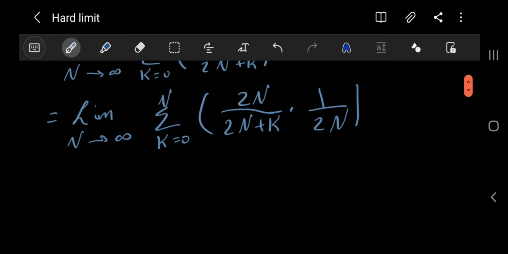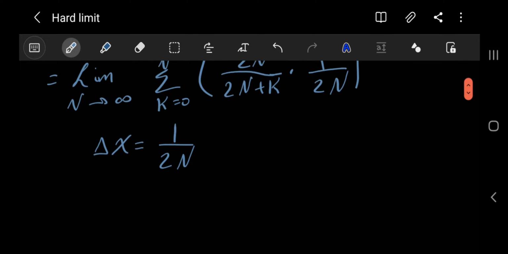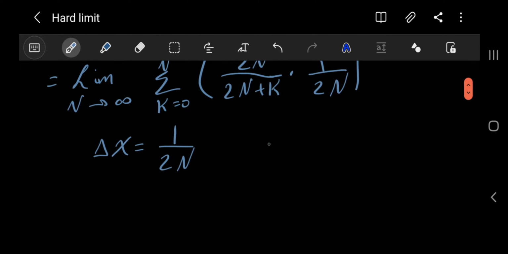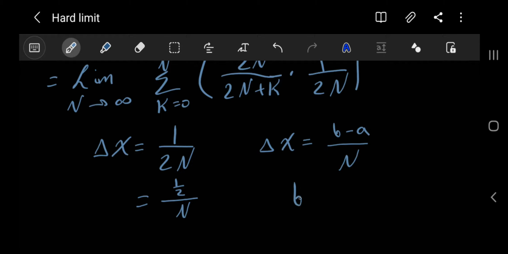So to get the Riemann sum, we have to find the delta x, the small change in x, and I will call it 1 over 2n. In that case, we know that delta x of the Riemann sum is equal to (b minus a) over n. So we have to change this to the form of 1 over 2 over n. So we can see that b is equal to half, and half minus 0, so a is equal to 0.